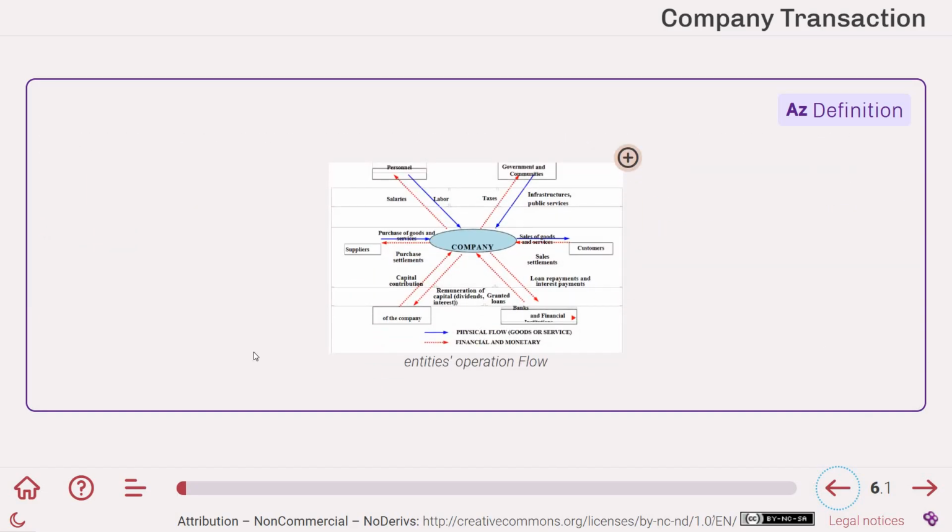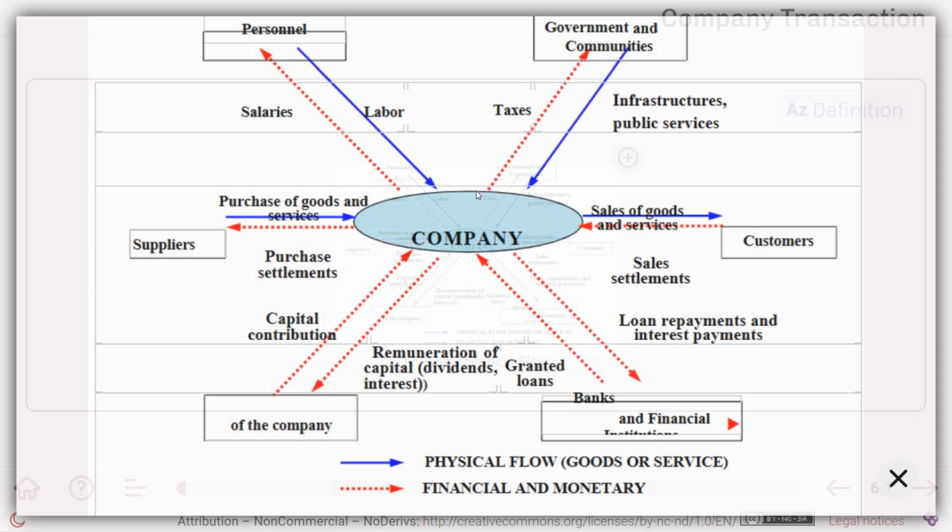So here is another figure. You can see here personnel, government and communities, consumers, financial institutions, company and suppliers. Here these companies mean other companies in the market. So the company is at the core of the system.